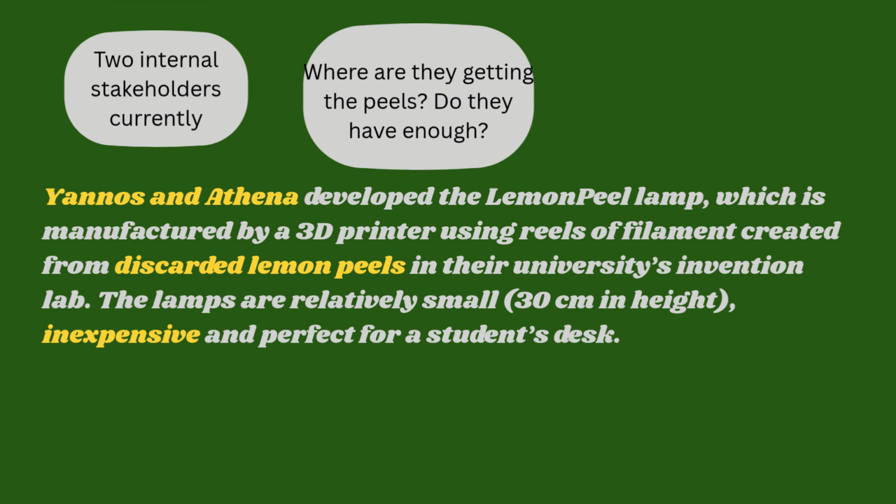Next, LM is using discarded lemon peels. I think it is important to ask where these peels are coming from and how much supply do they have. They are a growing business, which we'll see in the next paragraph. So, will the supply of the peels meet the demand? How could they possibly get more lemon peels as they continue to grow? Places that they might be getting these peels from are maybe a juice factory, a bakery, or even their university campus could be an option.